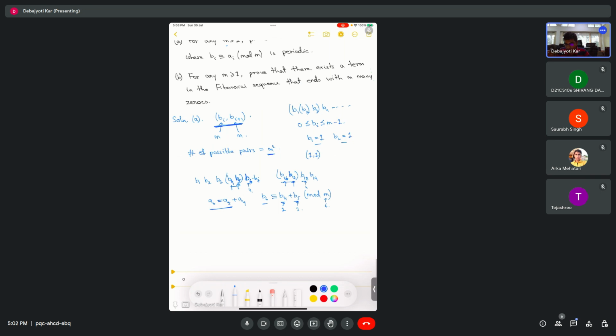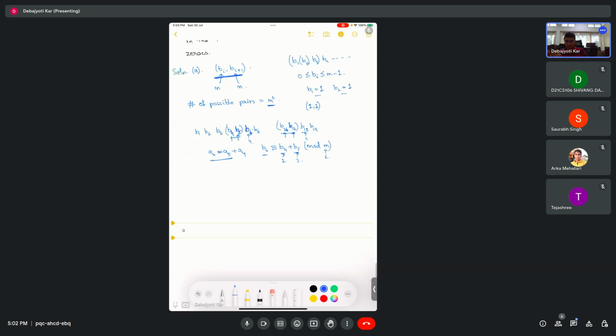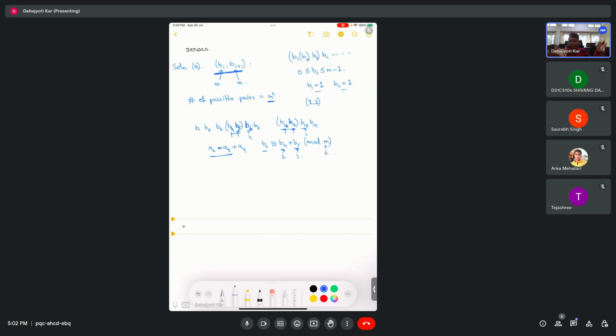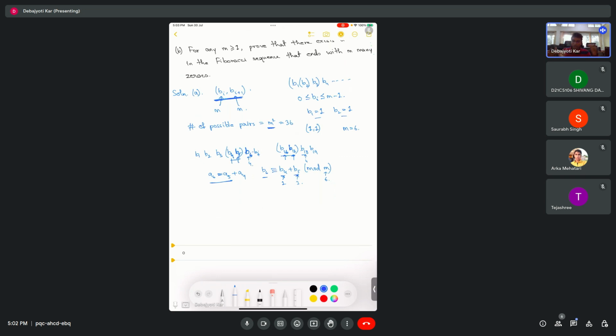Okay, so hence this sequence is periodic. It must repeat after some point of time. So now the thing is that, for example, in the case when we were considering m equal to 6, this case was equal to 36. Which means the period of repetition can be as large as 36. That's why we were not being able to find it in such a small range, but it has to be periodic. After a point of time it must repeat.